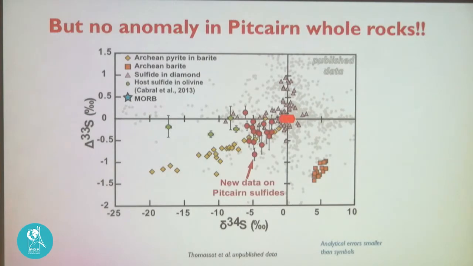But there is a problem. Because here are the red dots, which are the individual analyses that we've done. And so we measure the whole rock, and the whole rock has no anomaly. That's work that has been done by Émilie Thomassot here with Pierre Cartigny's group. And so that raises an important question, which is how can we reconcile the two? And that's not very easy, I think. It definitely requires more work.